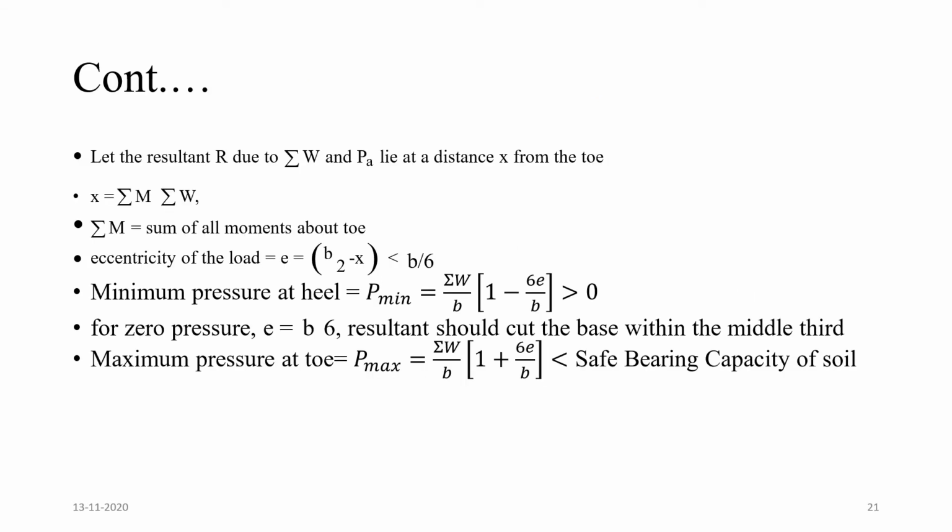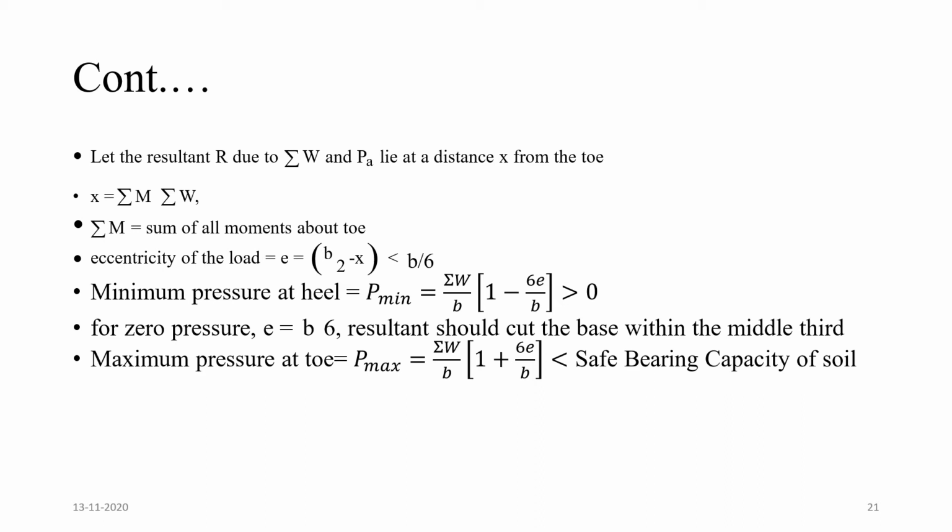Let the resultant R due to sigma W and Pa lie at the distance x from the toe, and x is equal to sigma M divided by sigma W. Here sigma M is the sum of all moments about the toe. Then eccentricity of load e equal to B by 2 minus x, that should be less than B by 6.